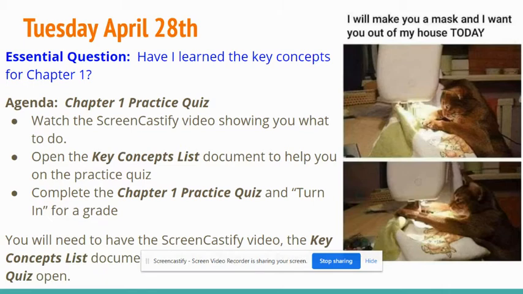So today our essential question is, have I learned the key concepts for Chapter 1? Today we are going to be taking the Chapter 1 practice quiz, which means that you will need to watch this Screencastify video that you're watching right now showing you what to do. You're going to open the key concepts list document to help you on the practice quiz, and you're going to complete the Chapter 1 practice quiz and turn it in for a grade.